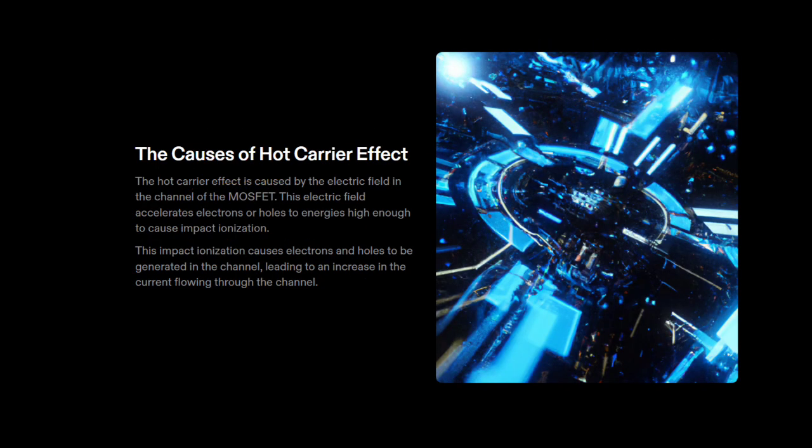Causes of hot carrier effect. As I had already said, hot carrier effect is caused by the electric field in the channel of the MOSFET. This electric field accelerates holes and electrons to energies high enough to cause impact ionization. It leads to an increase in the current flowing through the channel. As it accelerates the holes and electrons, it automatically leads to an increase in the current flowing. What is the byproduct of the increase of current flowing? We know that heat dissipation will increase and power dissipation will increase.